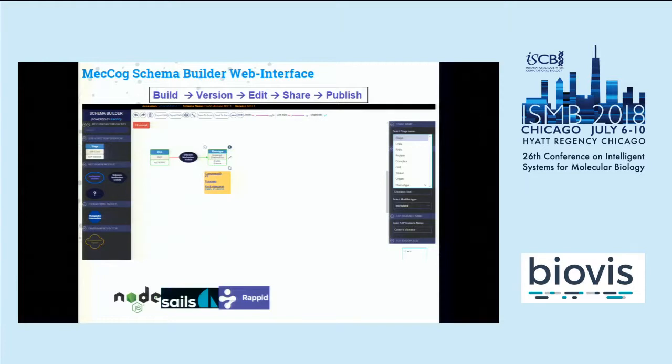Now, we have developed a web interface which looks something like this, and there is a whole framework behind how you build these structures. You can build it, version it, edit it, share it with your collaborators who are part of the MecCog system, and publish it for public viewing. Just imagine you're writing a blog, basically. That's the model this system is built in.